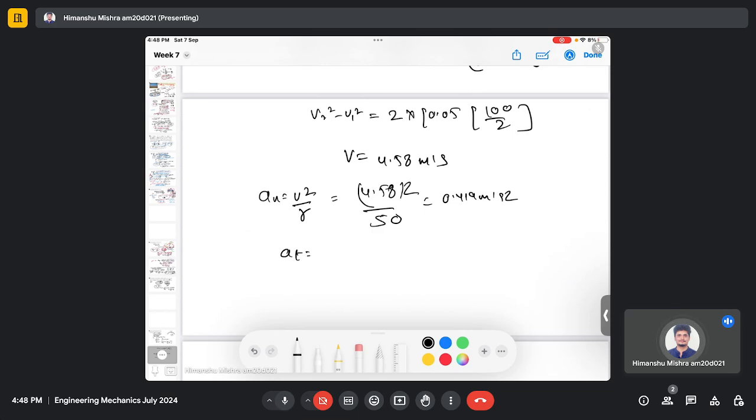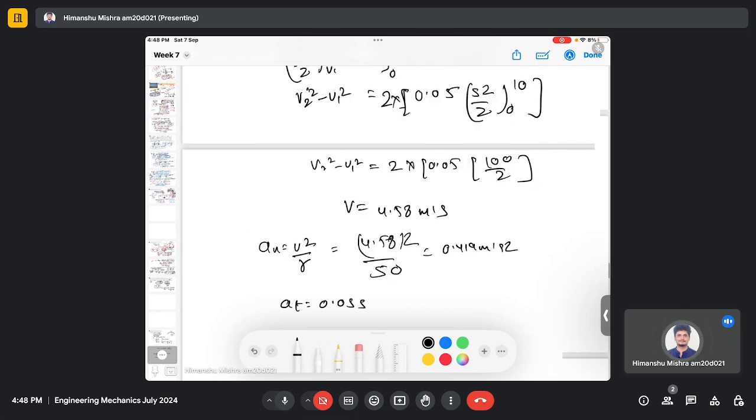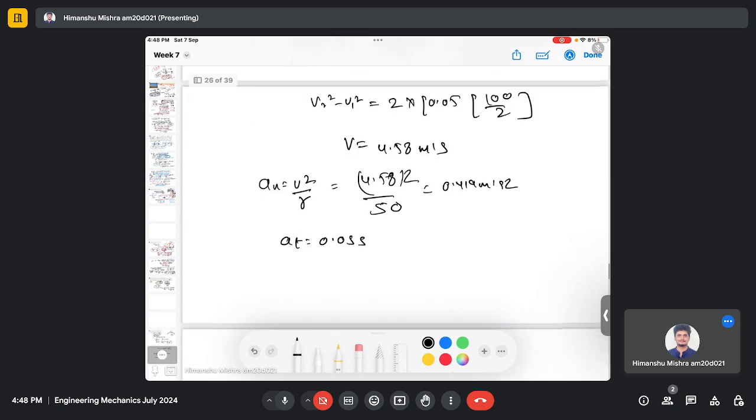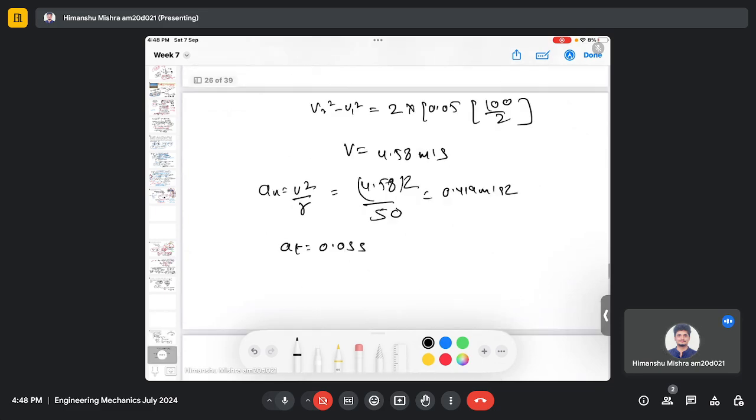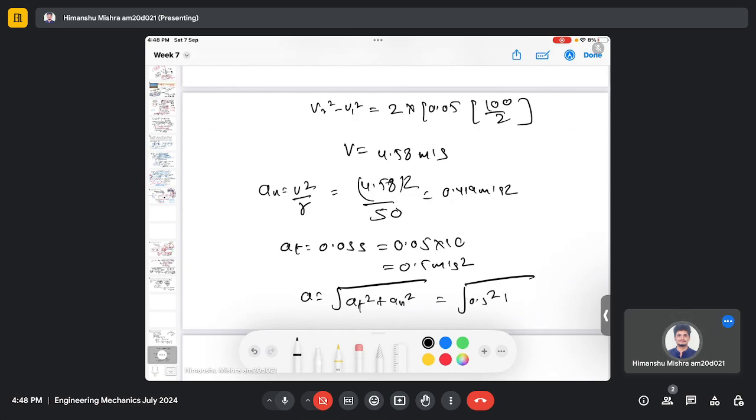Similarly, a_t is given by 0.05 s, and we need to find the magnitude of acceleration at 10 meter. So it is 0.05 multiplied by 10, so it is 0.5 meter per second squared. So my overall magnitude is the square root of a_t squared plus a_n squared. So basically 0.5 squared plus 0.419 squared.